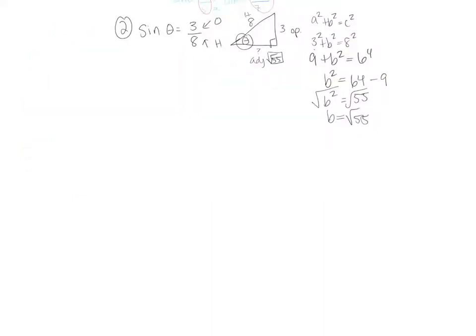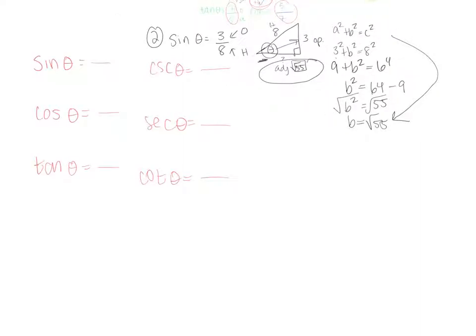So for number 2, if we know sine of theta is 3 over 8, we can create our triangle. We're going to label theta here. And we know that sine is opposite over hypotenuse, so the opposite of theta is 3. Hypotenuse is 8. And then we need to do Pythagorean theorem to find the adjacent side. So once we do Pythagorean theorem, we get the adjacent is square root of 55. We can't simplify, so we leave it as square root of 55. Once we have the triangle set up, it should be pretty easy.